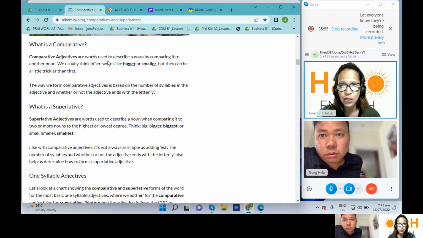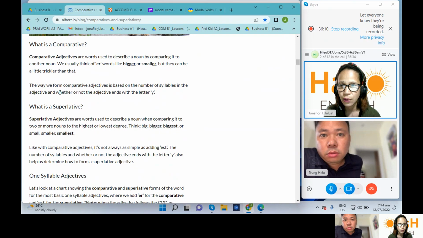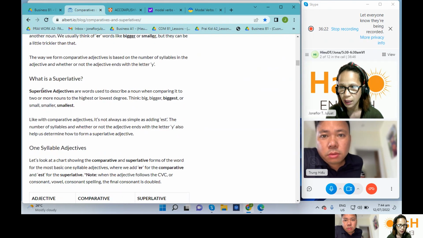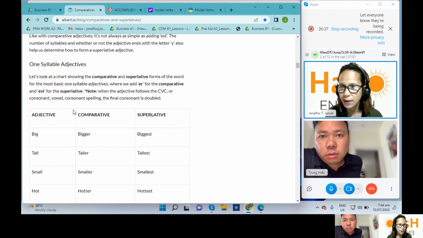Comparatives are words used to describe a noun by comparing it to another noun. We usually think of er words like bigger or smaller, but they can be trickier than that. The way we form a comparative adjective is based on the number of syllables in the adjective and whether or not the adjective ends with the letter y. While superlatives are words used when comparing two or more nouns to the highest or lowest degree. Big will become bigger, biggest, or small, smaller, smallest.